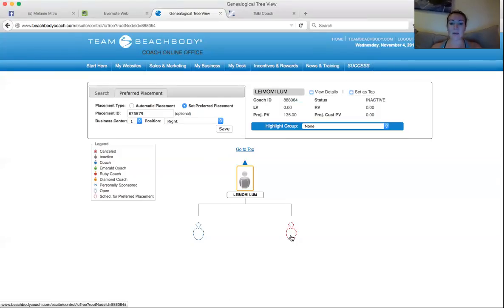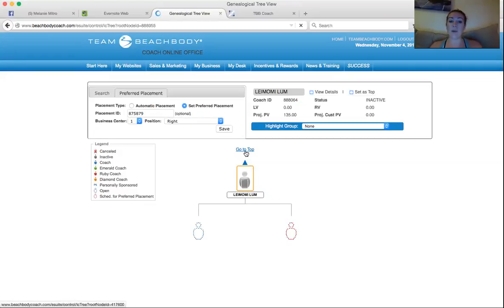So anytime you're placing somebody in your business and you want them in your left leg, you go way down to the bottom left and put them on the far left. And anytime you want somebody on your right leg, you go to the bottom of the right and you put them far over into the right leg.